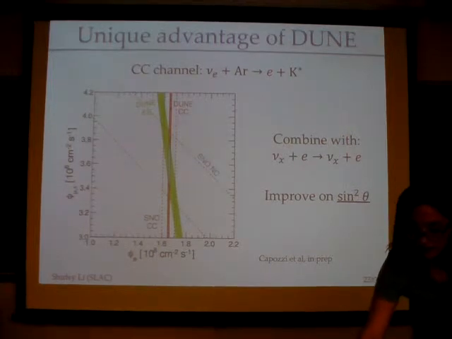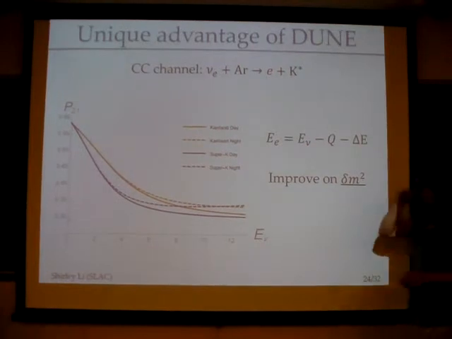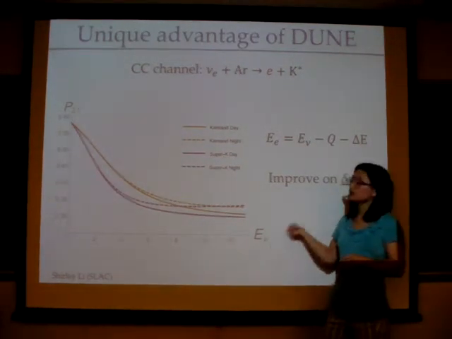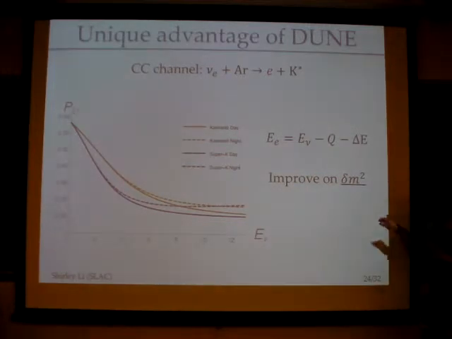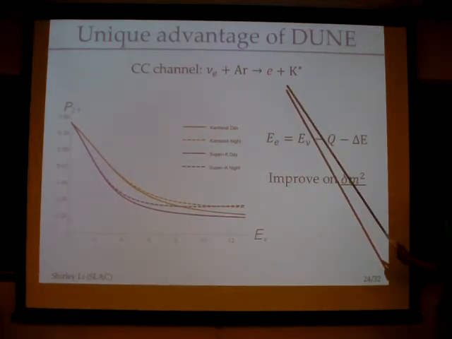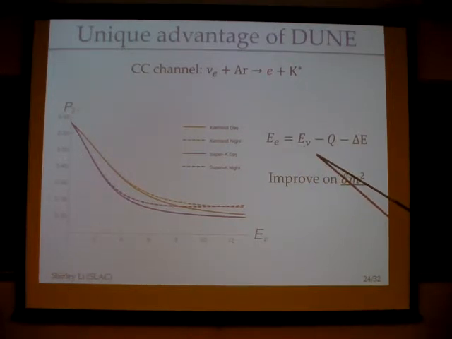Okay. So another exciting thing is on the delta square. As said, to measure delta square, you always want to measure things as a function of neutrino energy. And the nice thing about the charge current channel is that it's a golden channel. Because this is basically a two-body final state, you have a very tight relation between the electron energy and neutrino energy.